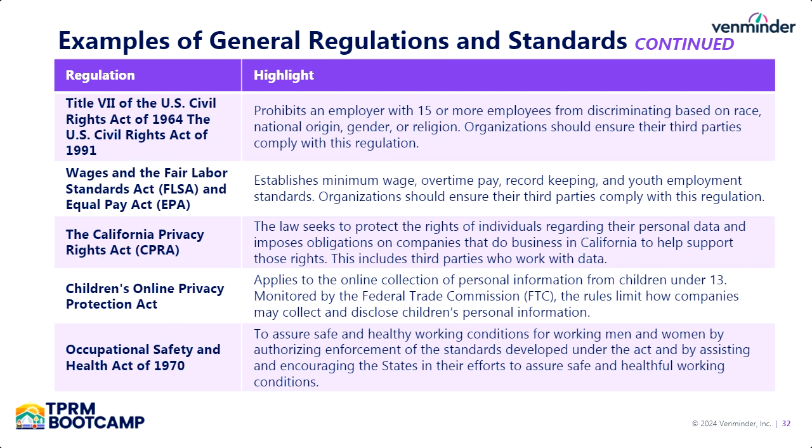Next, you'll see the California Privacy Rights Act, which is just one of many state privacy laws that are currently in effect. And I'm actually going to cover state privacy laws in more detail later on in the session. The Children's Online Privacy Protection Act is a federal privacy law to limit how organizations can collect and disclose a child's information. And finally, the Occupational Safety and Health Act of 1970 ensures that employers are providing safe working environments for their employees. The main thing to remember is that you want to make sure that your third parties are compliant with the same regulations and standards that your organization is following.